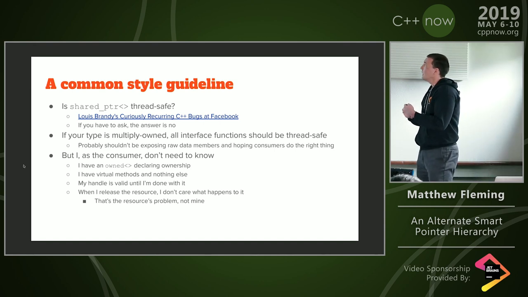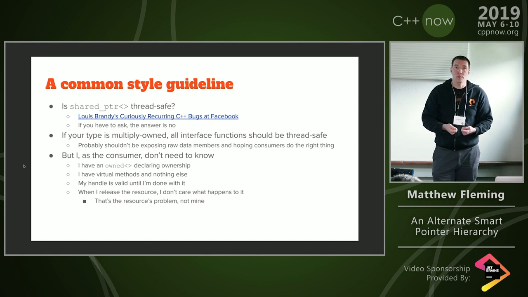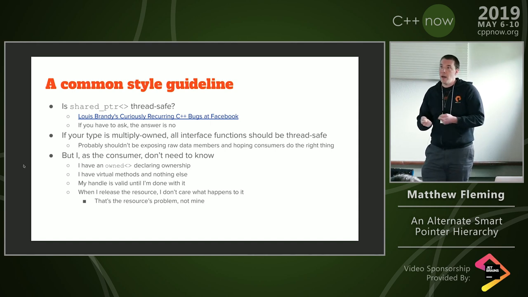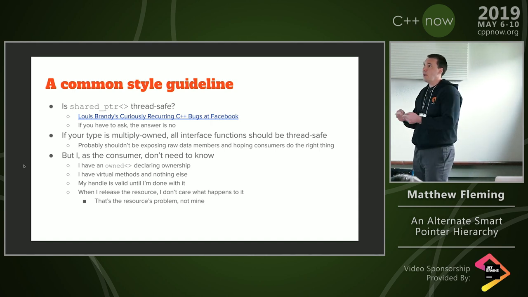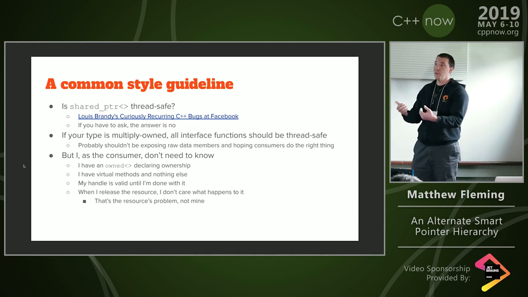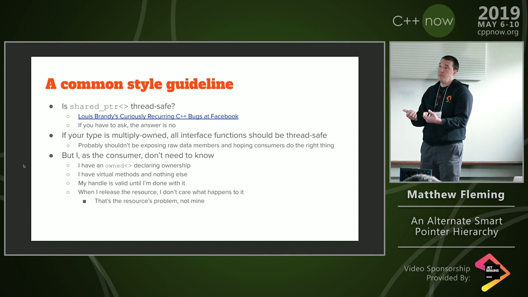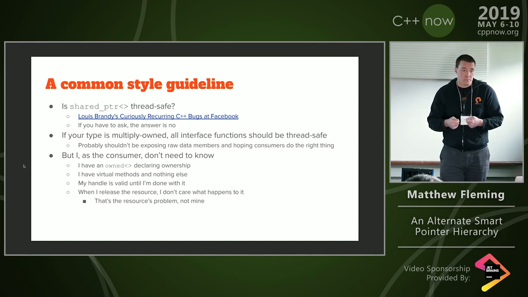So if I have some type that is multiply owned, I should probably not expose regular data members as the actual interface type in shared pointer. Because if I got some member that's just an int and it's not const, I don't know what people are going to do with that. Are they going to use atomics when they modify it? I hope so, but I can't guarantee it.